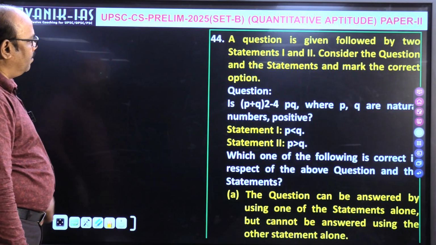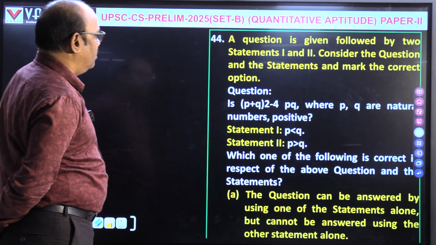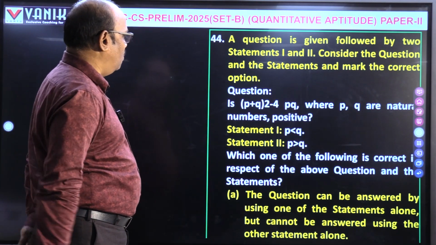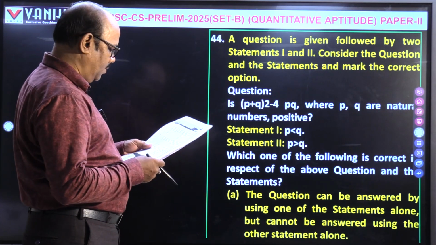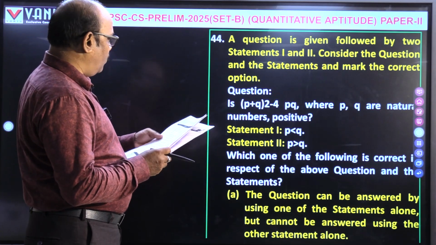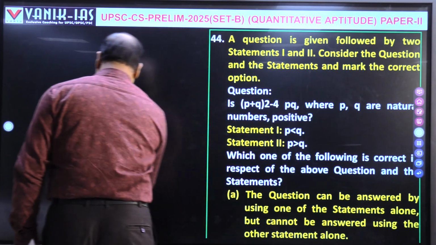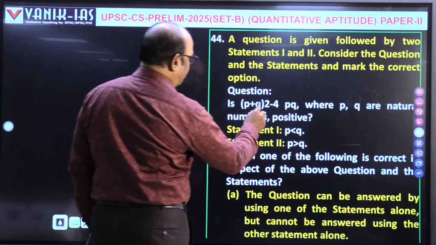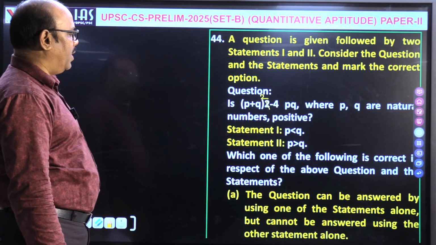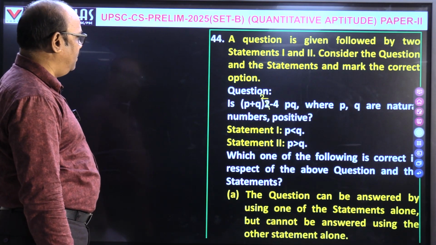Next, 44. A question is given followed by two statements, 1 and 2. The question is (P plus Q) square minus 4PQ, where P and Q are natural numbers. Statement 1: P is less than Q, and statement 2: P is greater than Q.